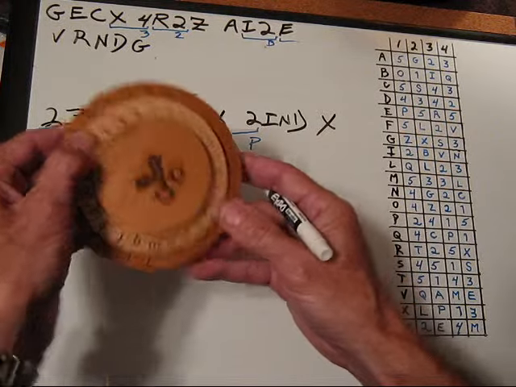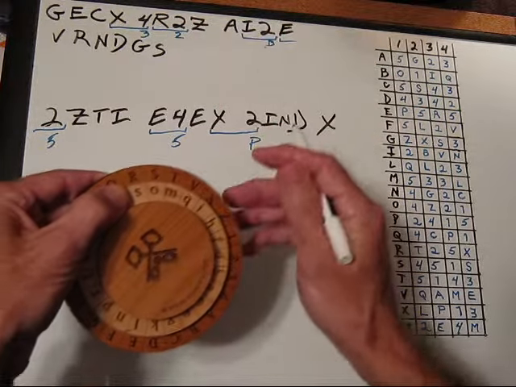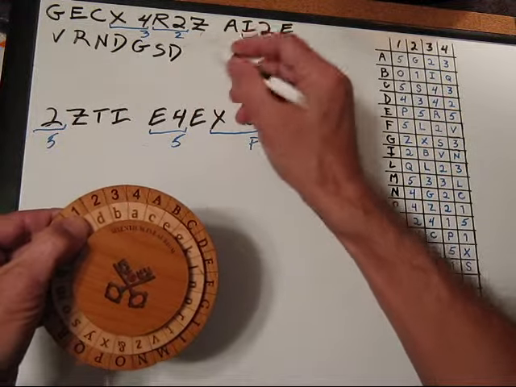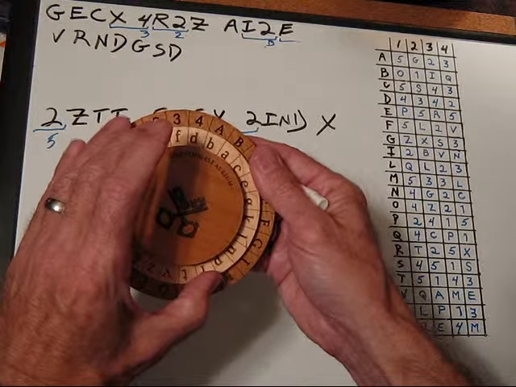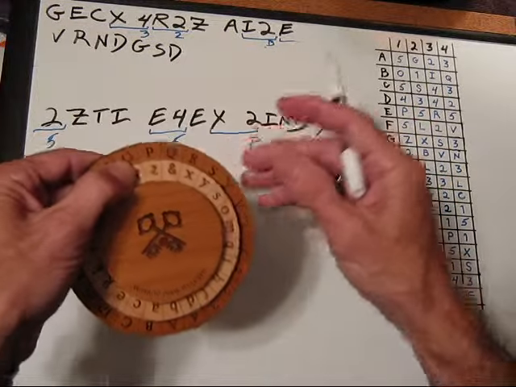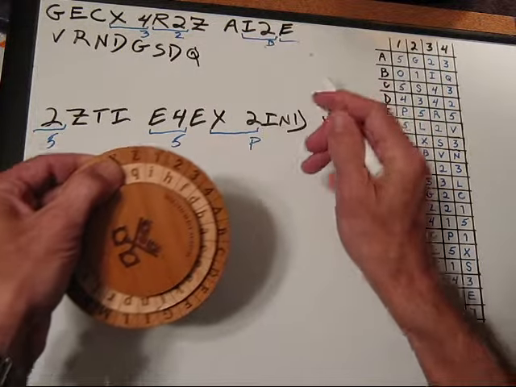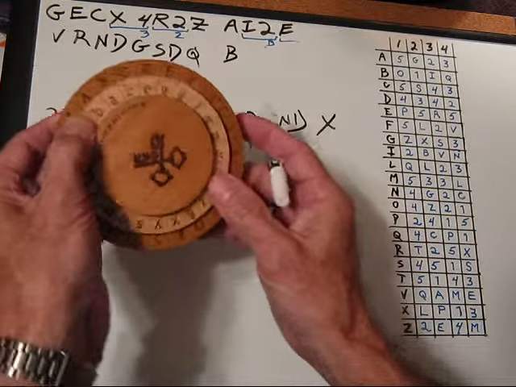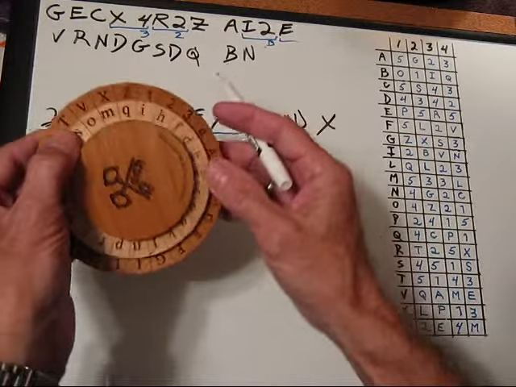And then you go R2. Yes. And then a 2. D. The 2 is a 2, so we go over 2. Then we do a Z, which is a Q, and an A, which is a B, and an I, which is an N, and a 2, which is an H.